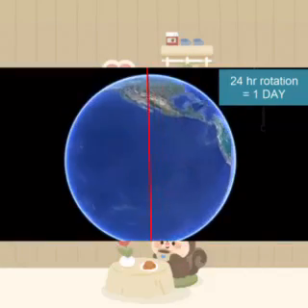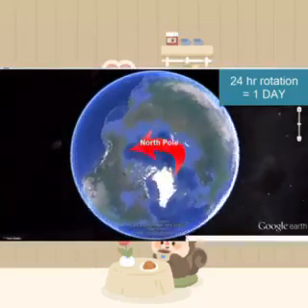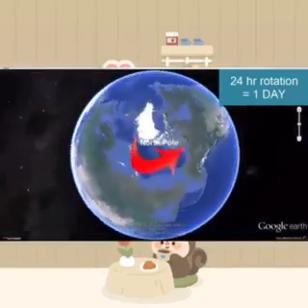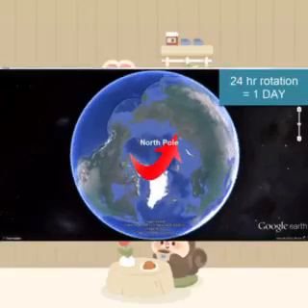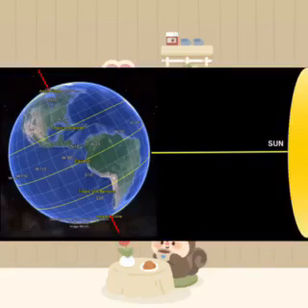If we look at the same image of the globe, but from the top, looking down the axis from the North Pole, we see the Earth is rotating counterclockwise around the North Pole. If we look more carefully at this axis of rotation, we see that it is tilted relative to Earth's orbit around the Sun. Instead of being perpendicular, it's tilted 23.5 degrees.